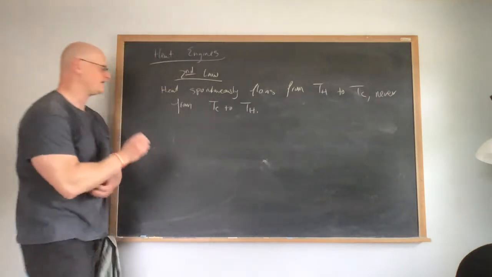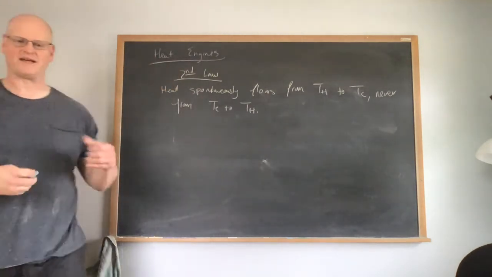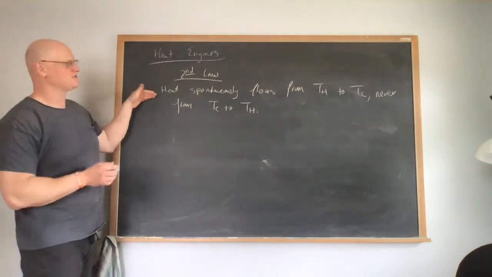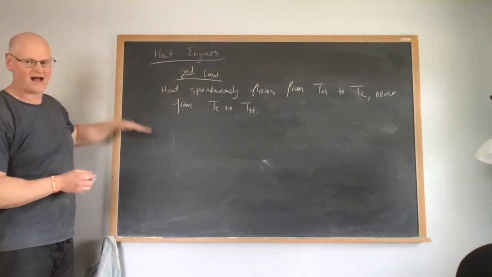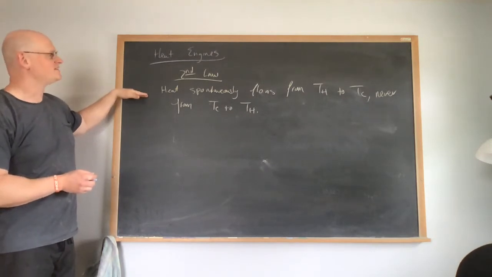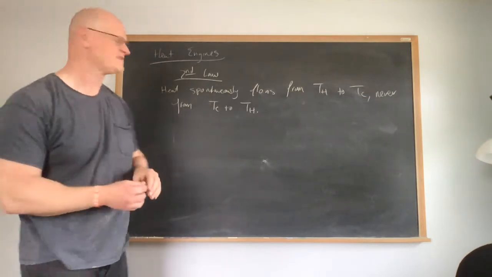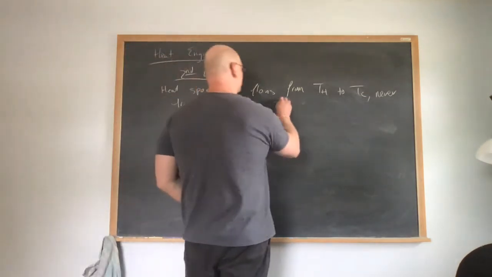So this is our first definition of the second law. The second law defines what's known as a spontaneous process, which means that heat will spontaneously flow from T hot to T cold, but never go in the opposite direction. So this is what we call a spontaneous or irreversible process.